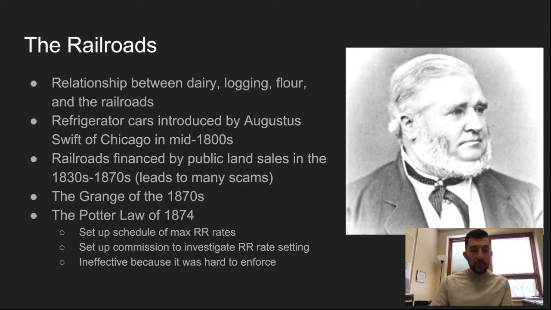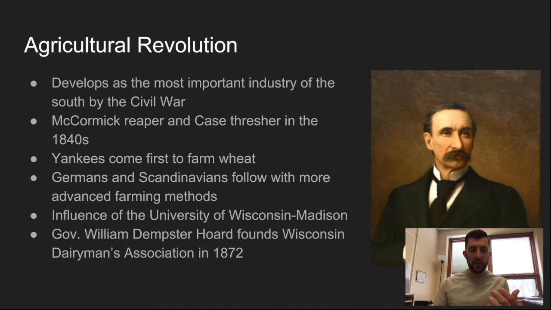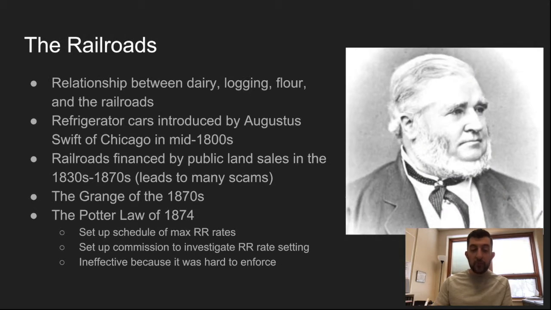So Augustus Swift is a meat packer in Chicago, and he is going to pioneer the use of a refrigerated railroad car that could keep meat fresh longer in getting it to market. And Wisconsin and the dairy industry here in the state, again influenced by our friend William Dempster Hoard, who is this guy in the picture before, who is kind of the centralizing force behind the dairy industry. He's going to take a look at the meatpacking industry using these refrigerator cars and say, hey, this would be really useful for the dairy industry in the state as well.